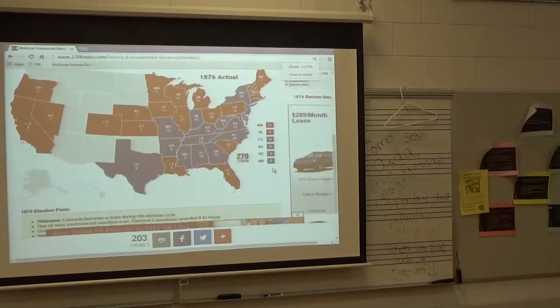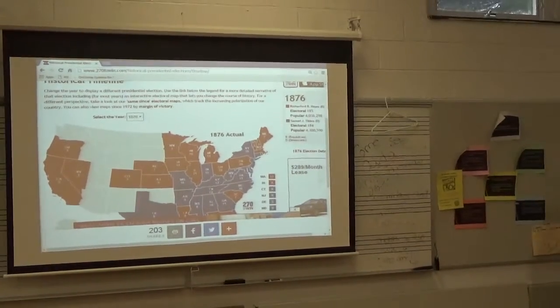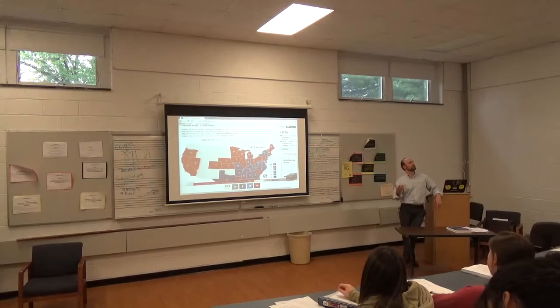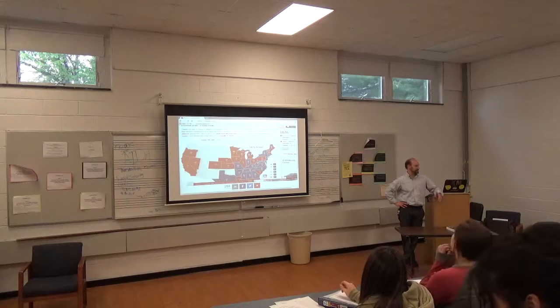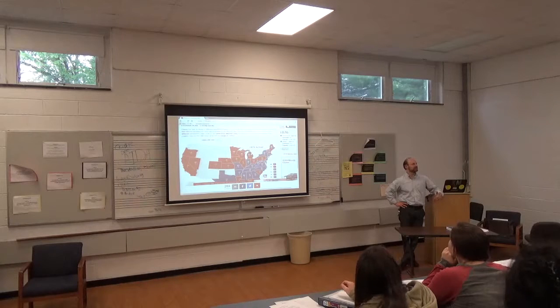Hayes, Tilden. There's going to be disputed results. Let's see. We have the actual. There it is. 185 to 184. One of those elections that I'm sure Mr. Nash has told you about, in which the popular vote candidate loses. The argument was made to this, as Republicans were continuing to control Reconstruction efforts in the South. Democrats want them to leave.